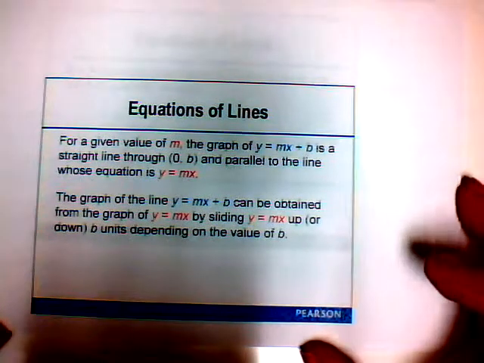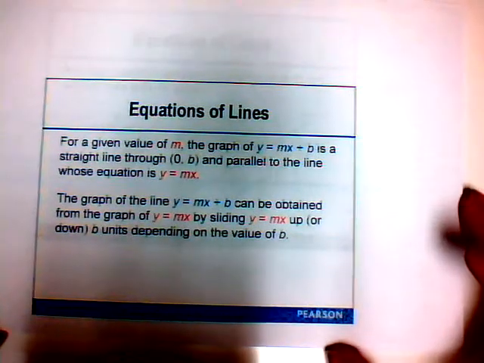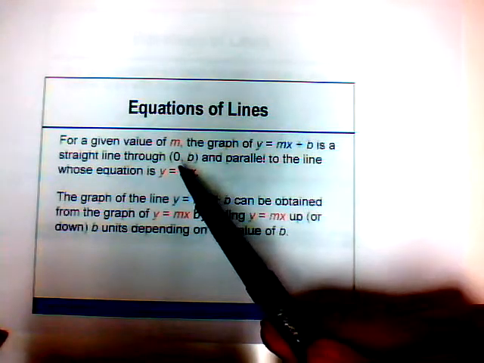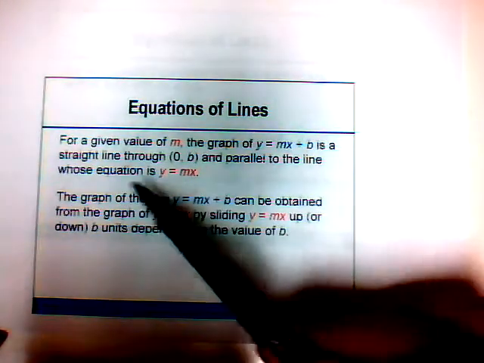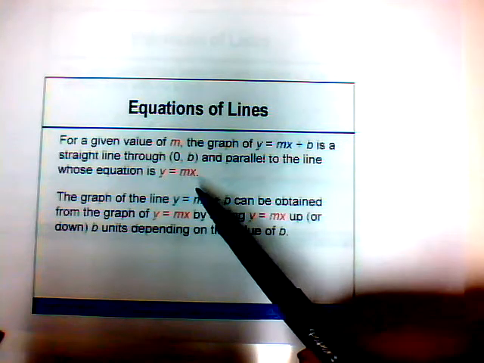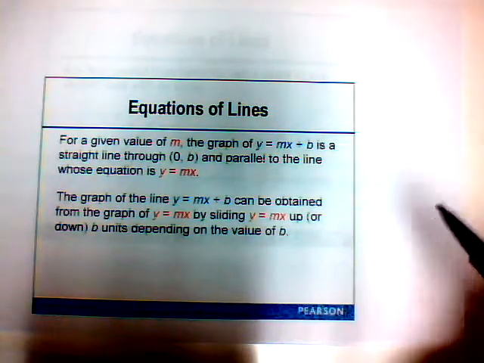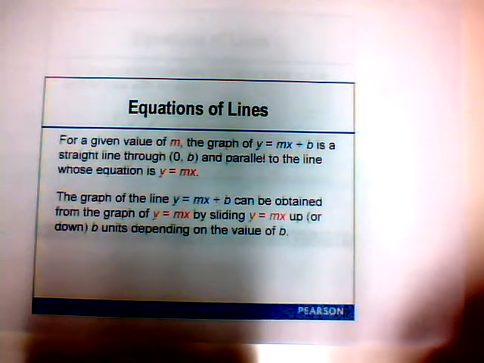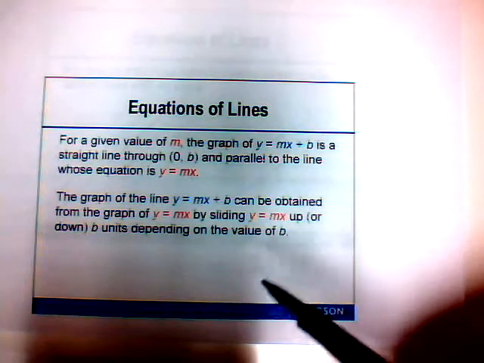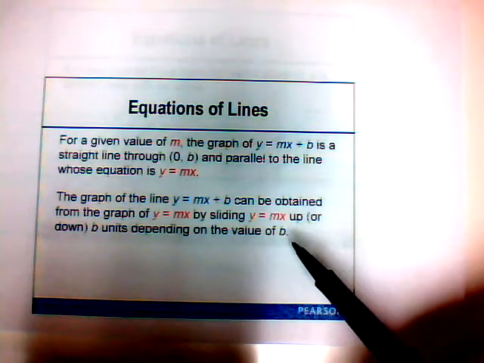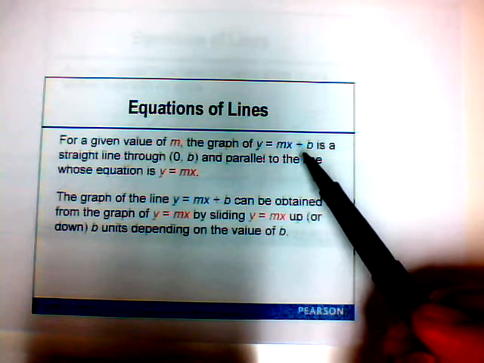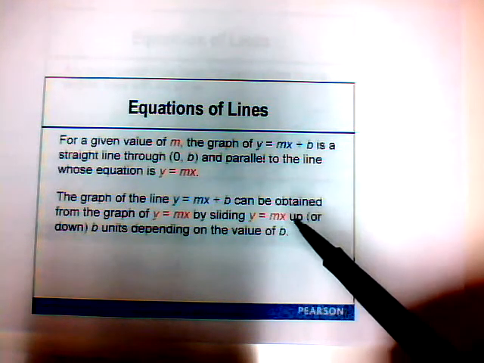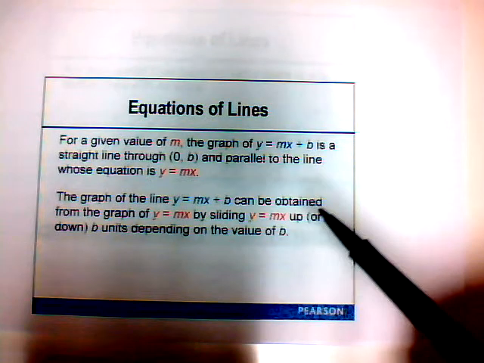For a given value of m, the graph of y is equal to mx plus b is a straight line through the point (0, b) and parallel to the line whose equation is y is equal to mx. Here, the graph of that line y is equal to mx plus b can be obtained from the graph of y is equal to mx by just sliding it up or down b units, depending upon the value of b. So if that b was a minus b, then you'll be shifting it down. If it's a plus b, you'll shift that graph upward.